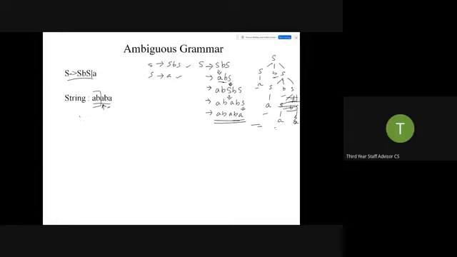Try it out: how will the next derivation come? What will be the parse tree for that particular derivation? Try fast. Abhinav, Abhishek, Aditya, Aishwarya, is it clear?